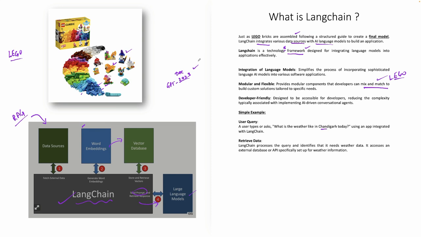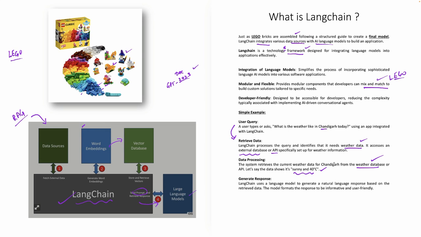Here LangChain processes the query. First of all, this is the query. Then it processes the query and identifies that it needs weather data. LangChain can understand, hey, you need weather data, so it means I need to get it from my external database. It knows that I need to either call an API or use the external database to get the weather information. So LangChain is intelligent: if you're asking for recent data, it knows to look up the data source first. Then the data is processed. The system retrieves the current weather data for Chandigarh from the weather database. Let's say the data shows that it's sunny and 40 degrees Celsius. That's it. That was the kind of response you got.